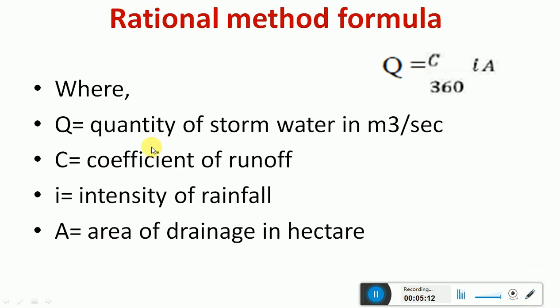Here Q is the quantity of storm water in meter cube per second. C is the coefficient of runoff. This coefficient of runoff is a constant and it depends upon the type of the surface. And here I is the intensity of the rainfall.